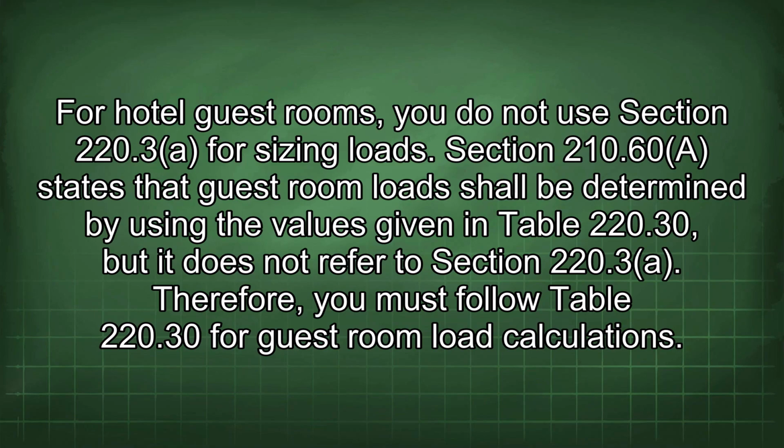For hotel guest rooms, you do not use Section 220.3 for sizing loads. Section 210.60 states that guest room load shall be determined by using the values given in Table 220.30, but it does not refer to Section 220.3. Therefore, you must follow Table 220.30 for guest room load calculations.